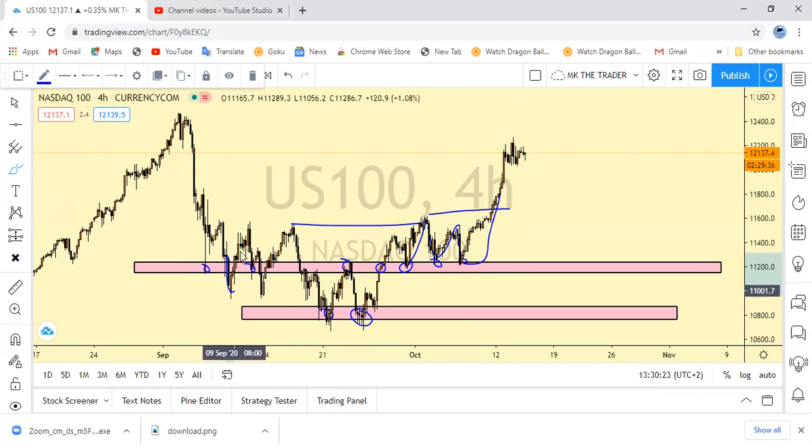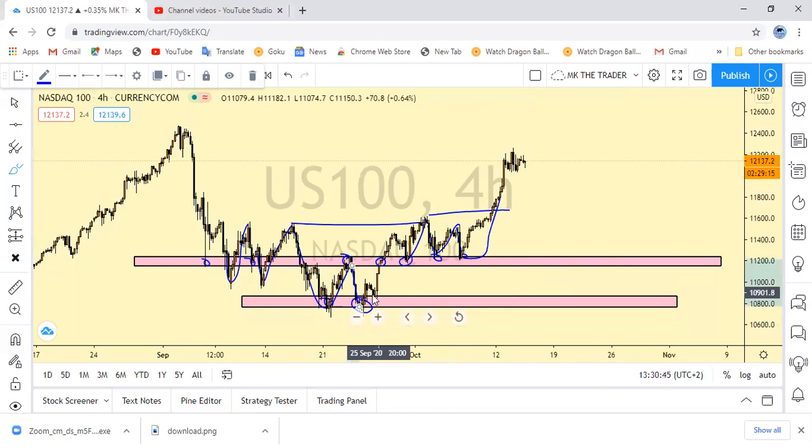rejections, fake breakout, fake breakout, but I understand what was happening here, and then the market finally broke to the downside, came back to test the same level, and then the same level was tested again, and then it went up, breaking this level. This is what I was showing you.